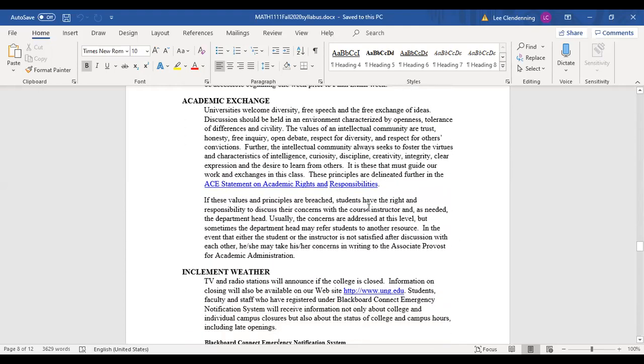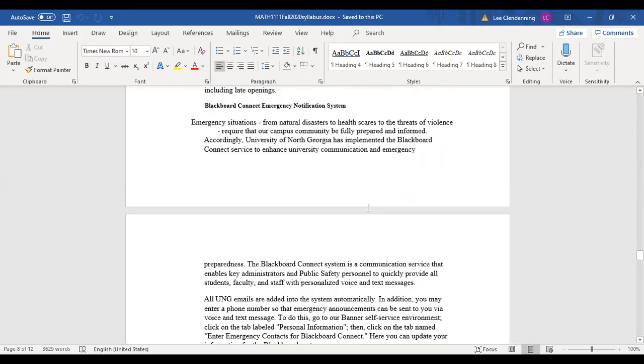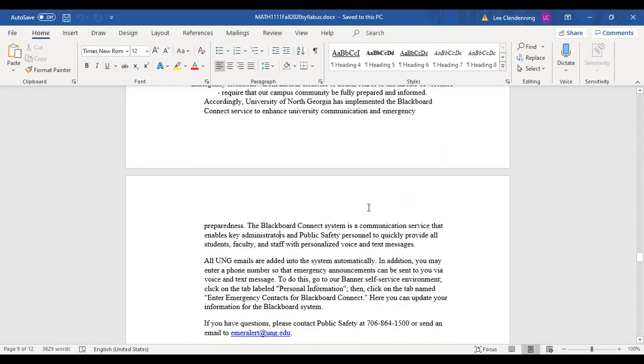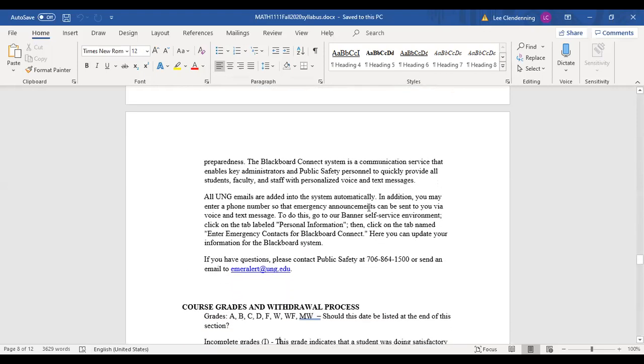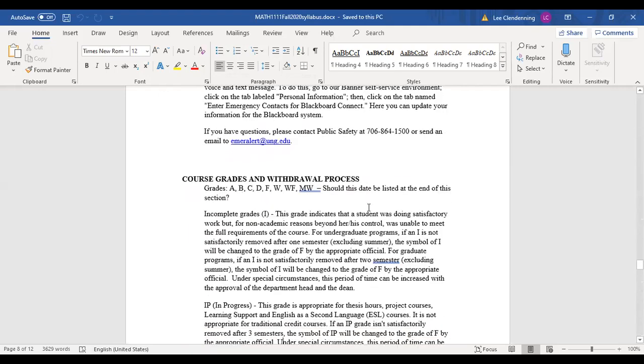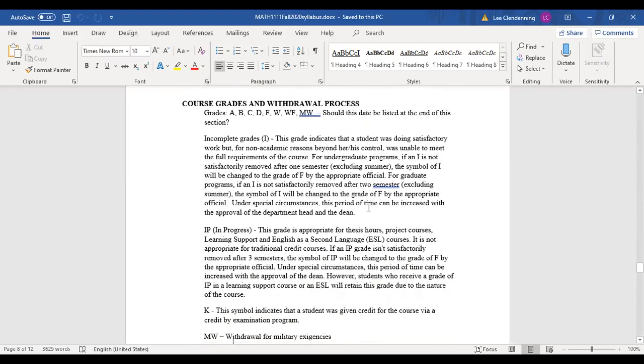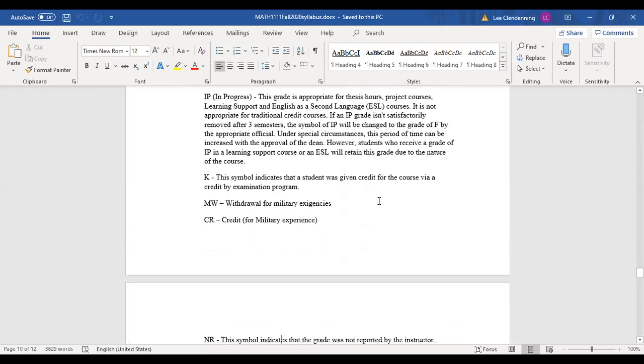Okay, there'll be class evaluations, there'll be academic exchange. We don't usually have to worry about weather. About 3 years ago, we did have Hurricane Irma, September 11th of '17, which shut us down for about half a week. But barring that, hopefully we won't have to worry about inclement weather. You can see all the different grades that you could get in this class or any class at UNG if you want to read through them. Let me show you the class calendar.